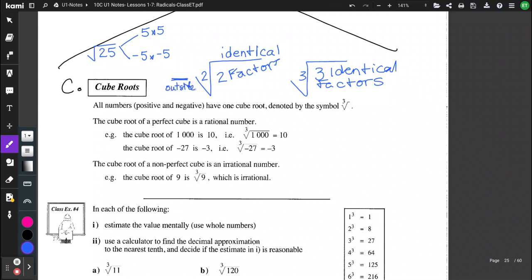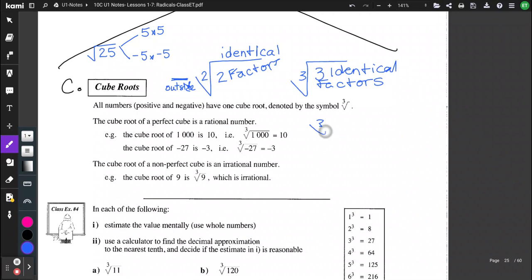And we know that with our negatives for a square root, the negatives stay outside. Okay, that's if it's a square root. But if it's a cube root, the negative can go underneath. And the reason it can is because 3 negatives will multiply and give you what kind of number? A negative. So that's why you can have a negative underneath the root sign.